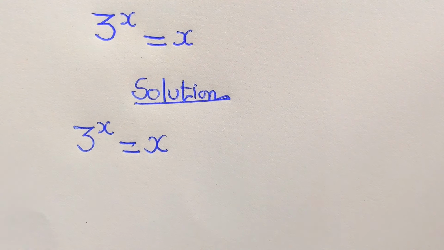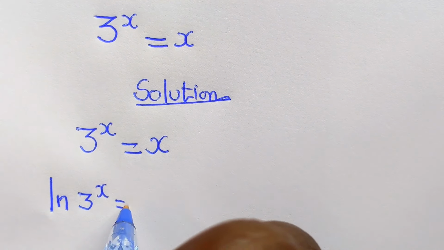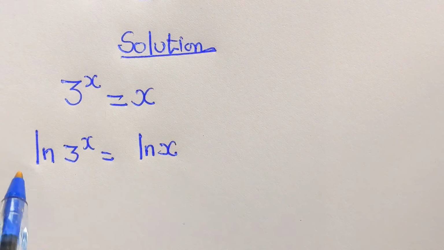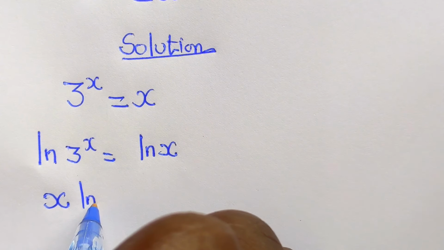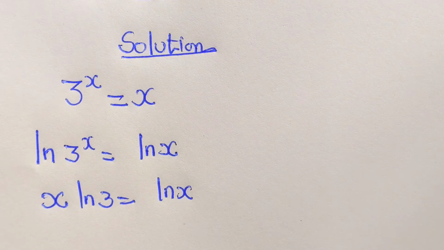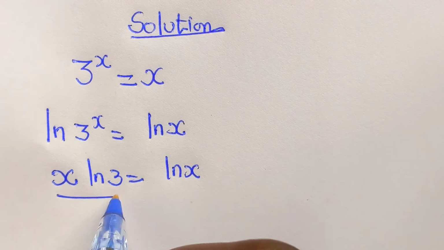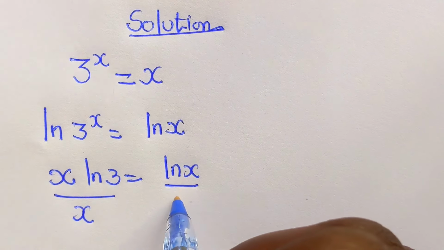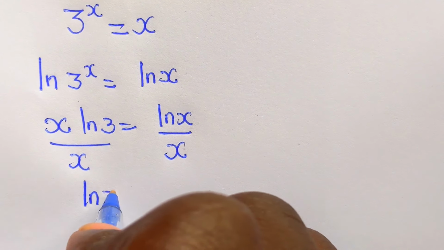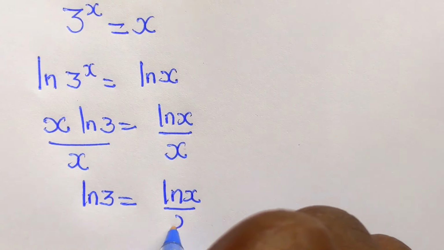Then we're going to start by applying ln on both sides. ln of 3^x equals ln of x. Then we shall say x ln 3 equals ln x. Then here we shall divide both sides by x to get ln 3 equals ln x over x.